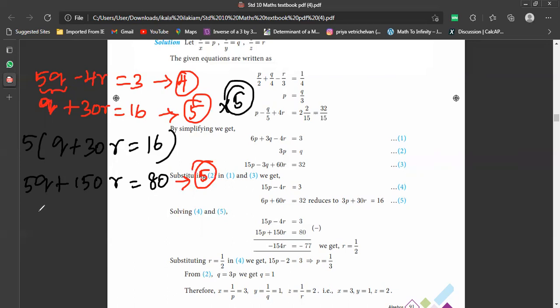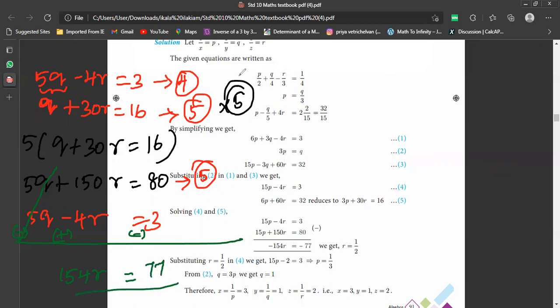Let me write the fourth equation again here. It's 5Q minus 4R equal to 3. How can we solve this? Change the sign. Now we can cancel out the 5Q with the 5Q. 150R plus 4R will become 154R equal to 80 and negative 3. It's going to be 77. So it's 154R equal to 77.